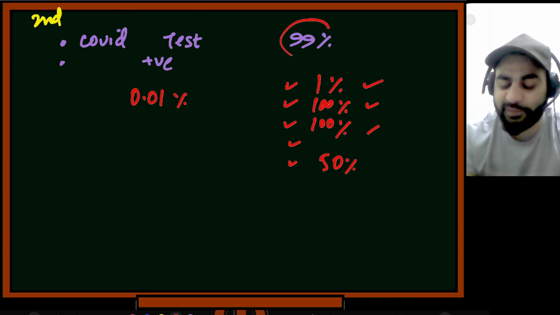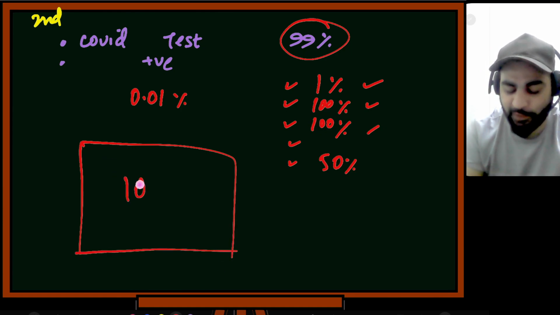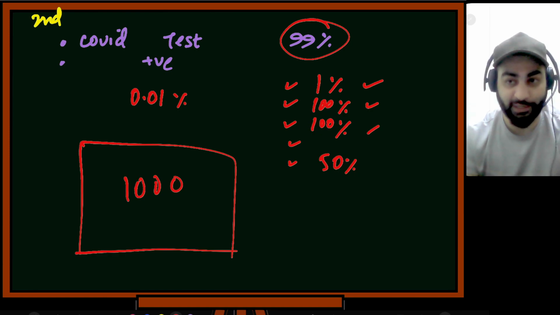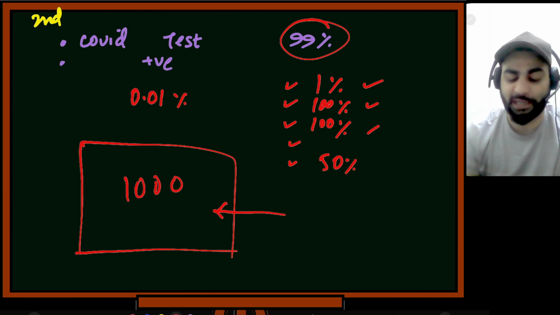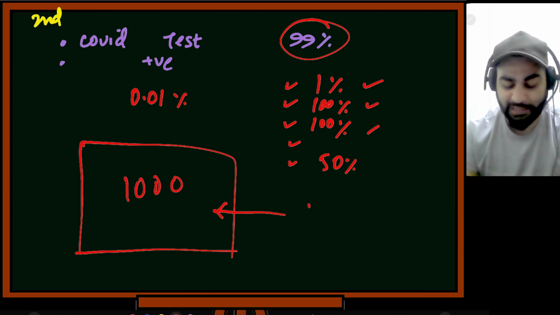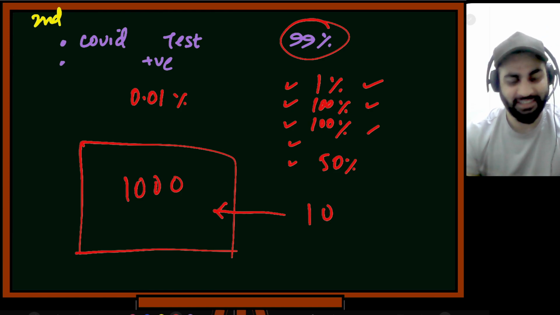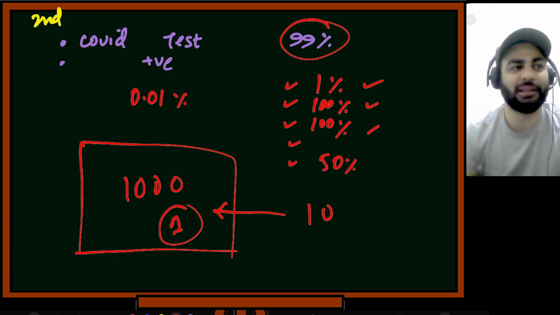So even if this test is 99% accurate, let's suppose we have 1,000 people. Now I'll try to quantify it. This COVID test is 99% accurate, so for how many people will it get the answer wrong? That is 1% of the people, so 1% of 1,000 is 10. For 10 people it will get it wrong, even though only one person had COVID.